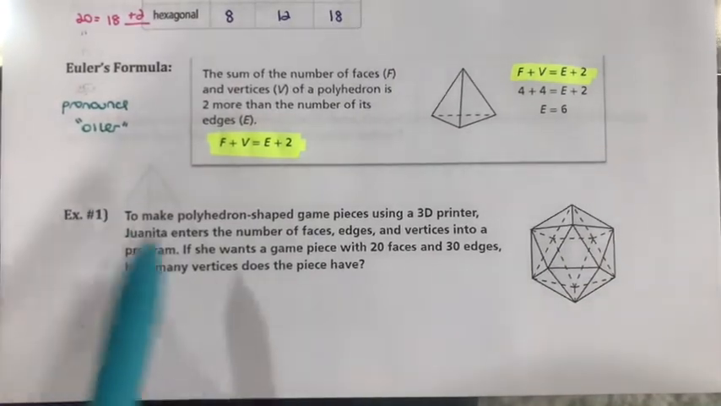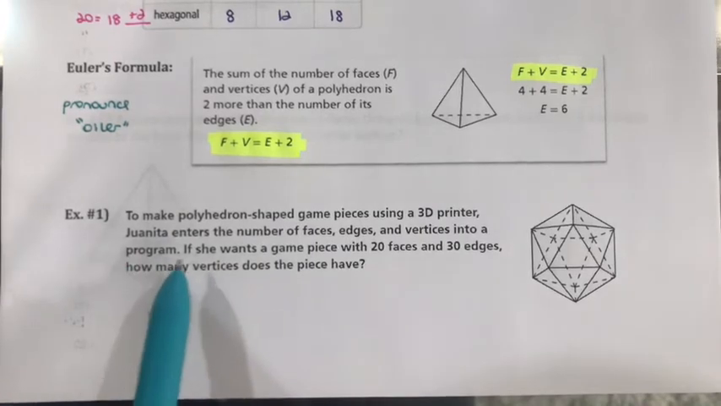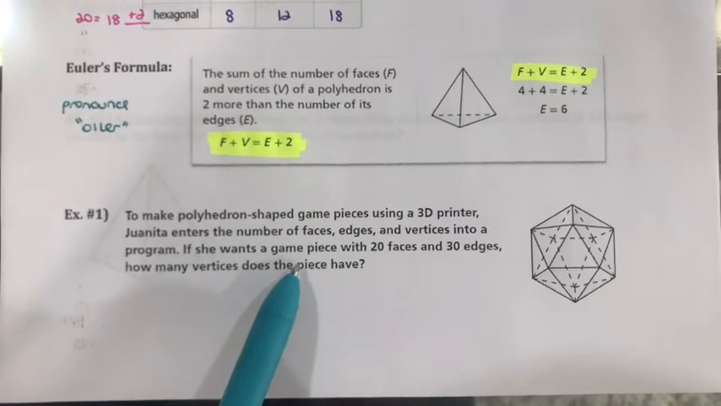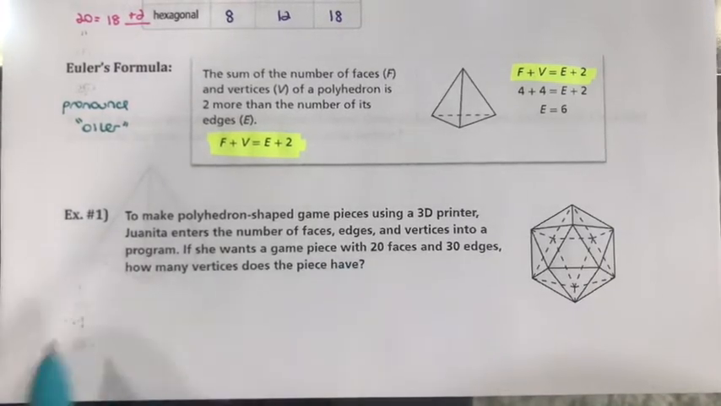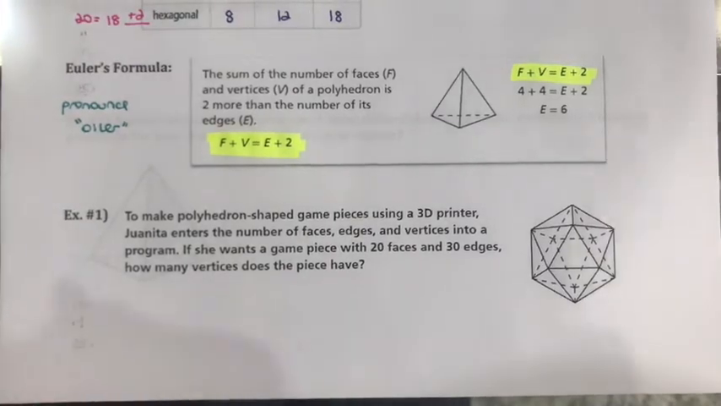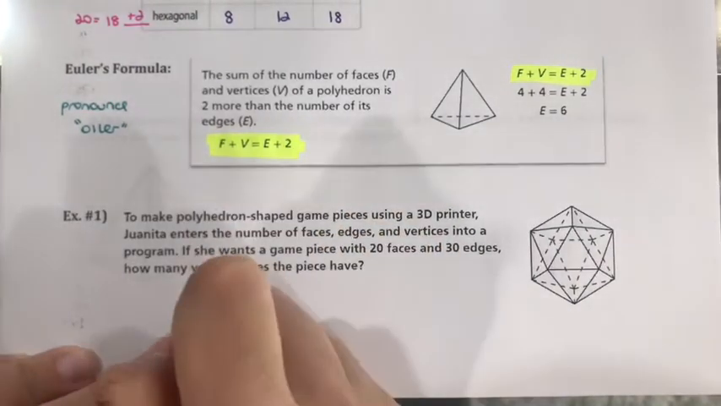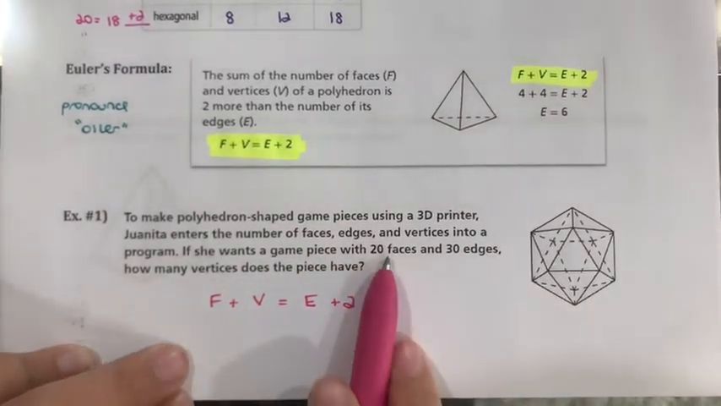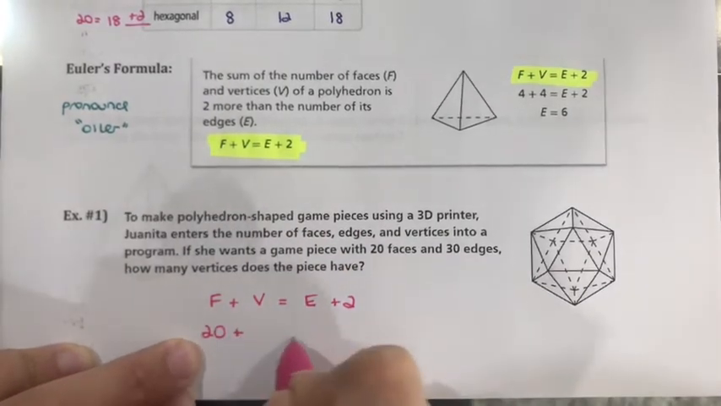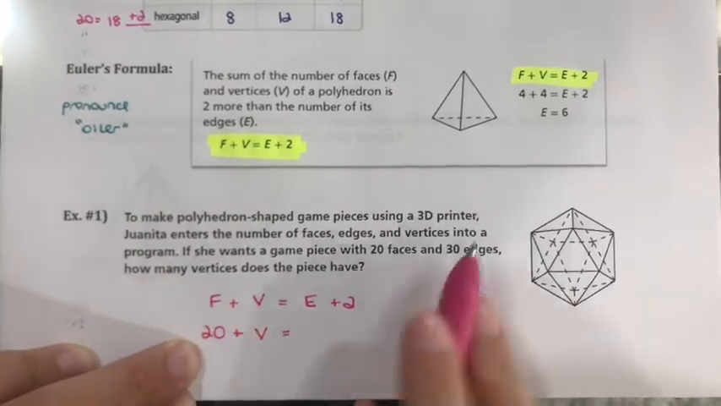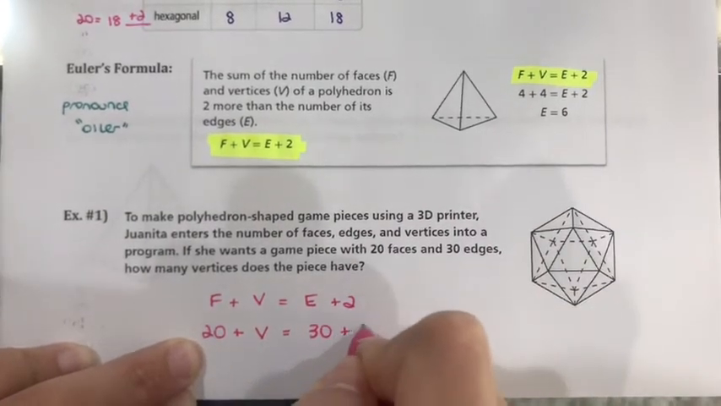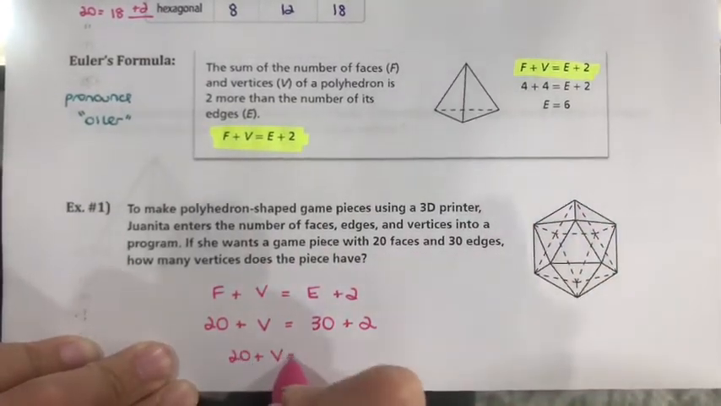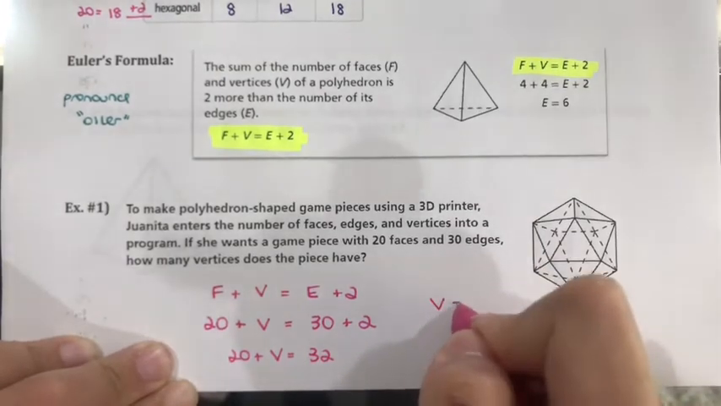So to make polyhedron-shaped game pieces using a 3D printer, Juanita enters the number of faces, edges, and vertices into the program. If she wants a game piece with 20 faces and 30 edges, how many vertices does it have to have? Well, I'm gonna set up the formula here. I've got faces plus vertices equals edges plus 2. So I know that we have 20 faces. I don't know the vertices. I know we have 30 edges plus 2. So I would have 20 plus v is equal to 32. Vertices would have to be 12.